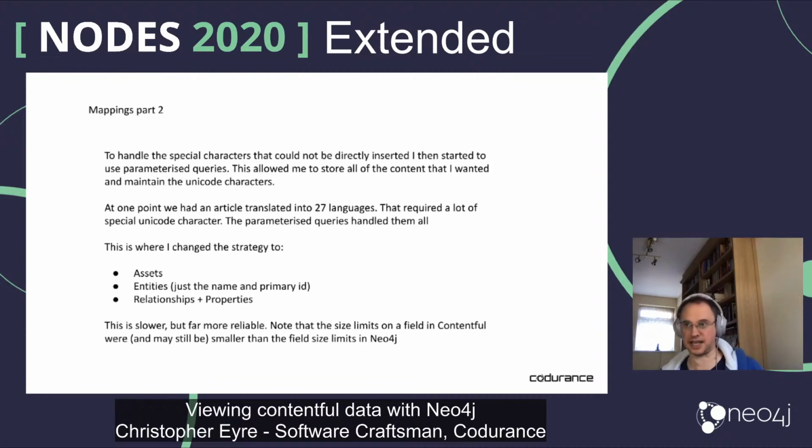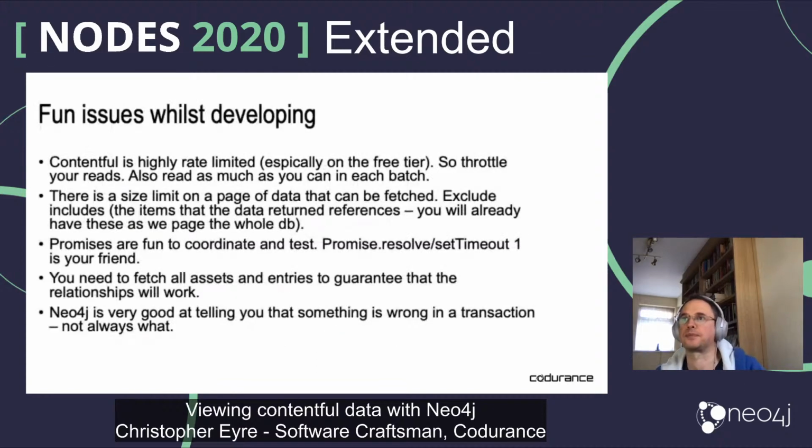So then I load the assets first, then I just add a bare bones entity, and then I add the relationships and add all the properties to the existing item one by one. It makes it slightly slower, but it means there's no special cases, no special logic, everything just works. And the magic is that Neo4j has a bigger data storage capacity than Contentful, so there's never going to be any limit, any data I can't store.